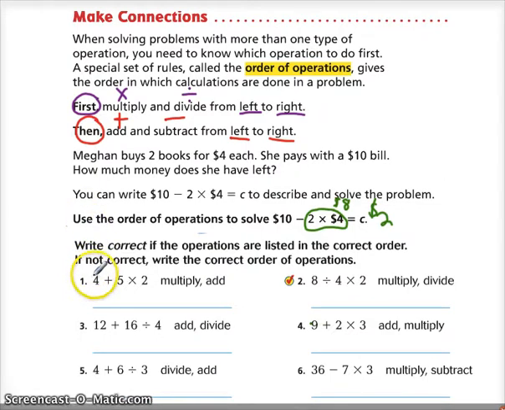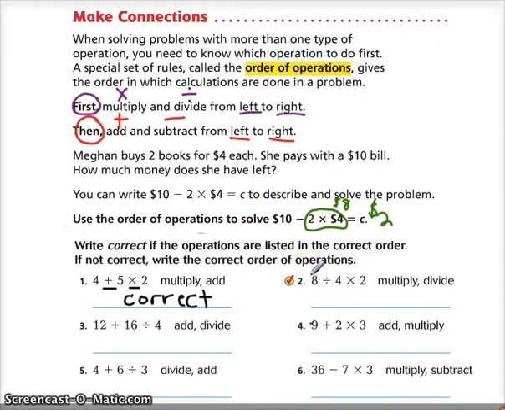The order of operations tells us that we should multiply first and then add. Since it says multiply, add next to it, this is correct, so we'll write correct on the line. Let's think about what the answer would be. I know 5 times 2 is 10, and 4 plus 10 is 14, so our answer would be 14. Let's take a look at number 2.